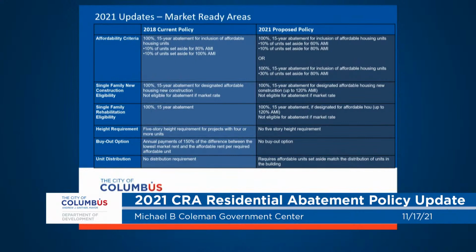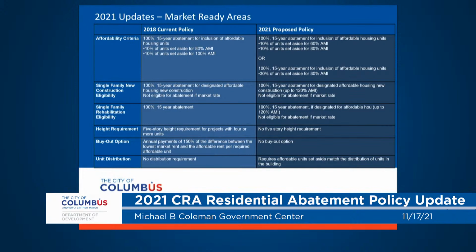So the 2021 proposed policy for that 15-year tax abatement would be to set aside either 10% of the units at 60% and 10% at 80%, so a little bit of a drop into the deeper affordability, capturing that 60%, or the option for the developer to provide 30% of the total units at the 80% AMI. So that would be the wider opportunity to capture that affordability.